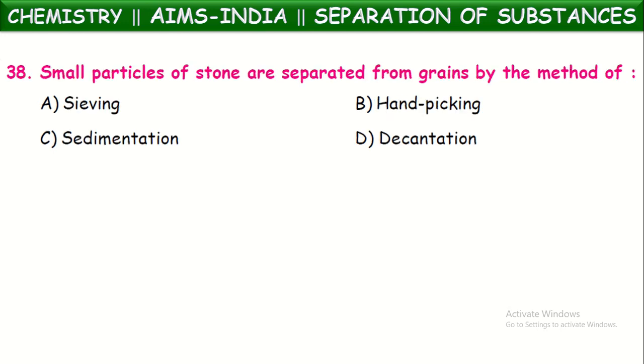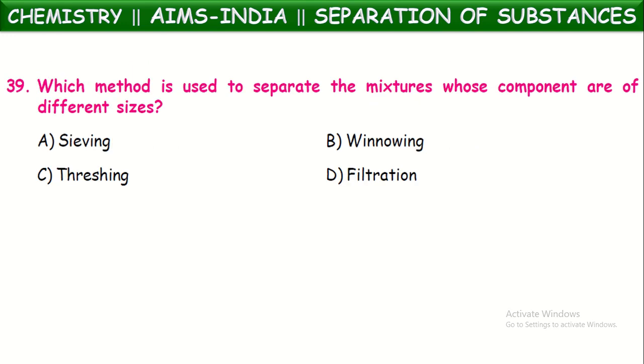Small particles of stone are separated from grains by the method of. Yes, small particles of stones are separated by hand picking. This we observe in our homes also, by our mothers. Before cooking, they separate small stones from the rice by the hand picking method. Isn't it? Yes. Next one.